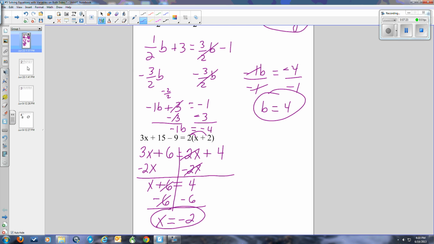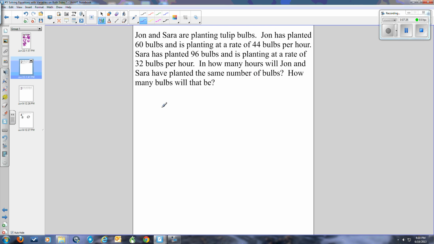So let's go on to the next problem. John and Sarah are planting tulip bulbs. John has planted 60 bulbs and is planting at a rate of 44 bulbs per hour. Sarah has planted 96 bulbs and is planting at a rate of 32 bulbs per hour. In how many hours will John and Sarah have planted the same number of bulbs? How many bulbs will that be?